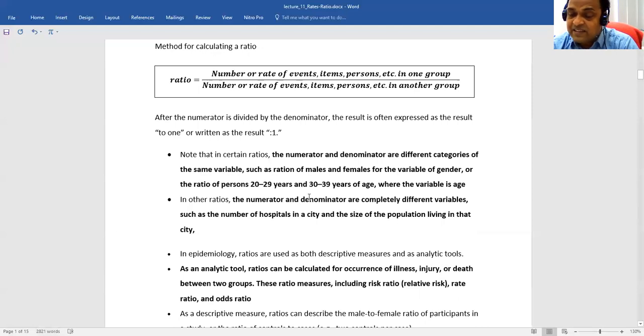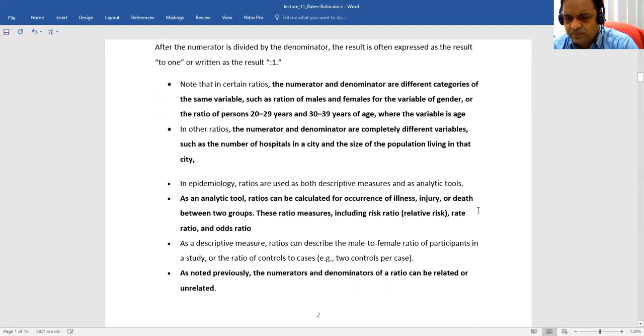In other cases, the numerator and denominator may be completely different variables. As I told, the number of hospitals in a city and the size of the population in the city. Here the number of hospitals is one variable and the population is the other variable. So we can find the ratio of hospitals in a city compared to the total population, or we can find the number of total hospital beds in a city compared to the total population of the city.